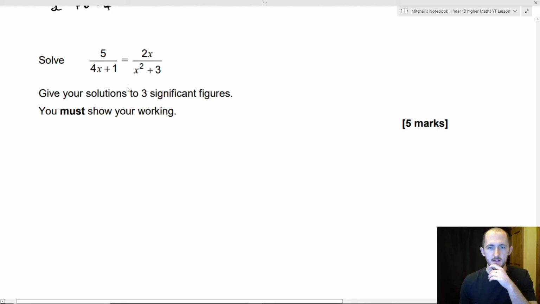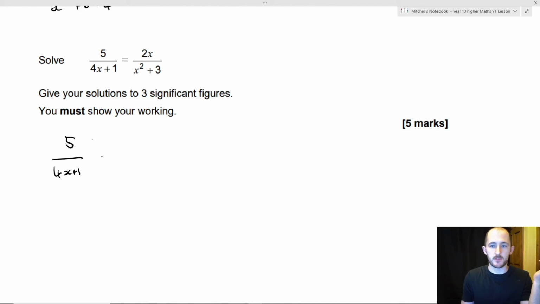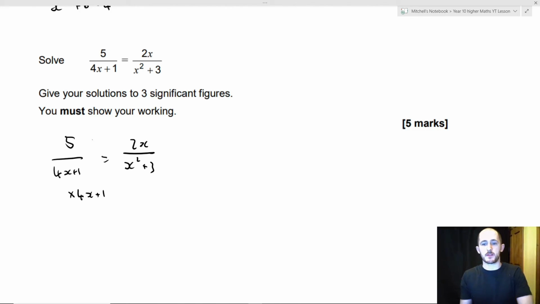So with this, what would I do? Well, I hate fractions. So my first step in any solving question, if there's a fraction, is to get rid of the fraction. Right? So if I think about it, how do I get rid of fractions? Well, the easiest way to get rid of fractions is to times them by their denominator. Right? So I times by 4x plus 1, and I'm timesing the whole equation by 4x plus 1.